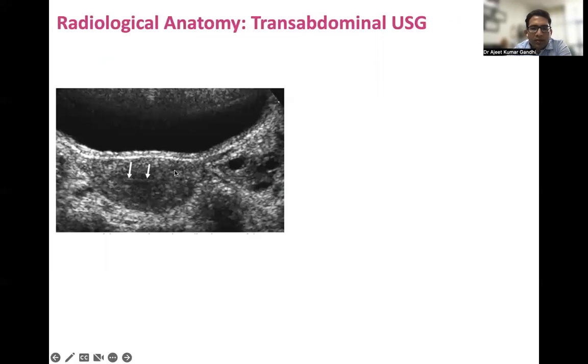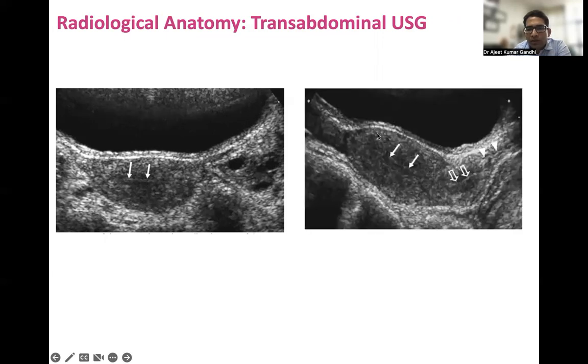So first, coming to transabdominal ultrasonography. In this axial view, we can see the central uterus, and then there is a central hyperechogenicity, which is because of the endometrial canal. This is more well appreciated in the longitudinal view of the ultrasound.